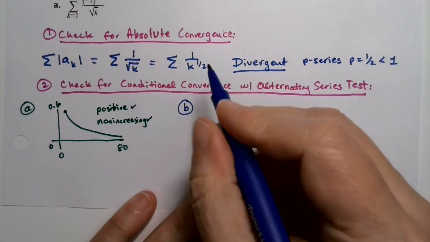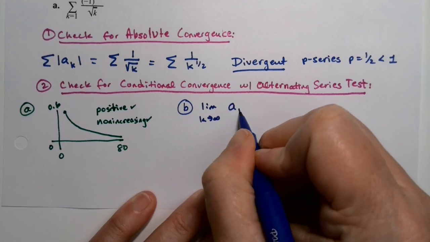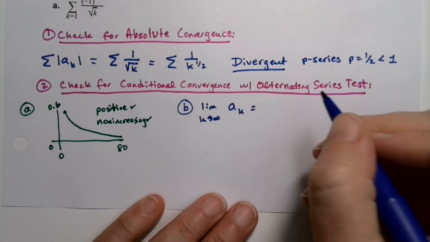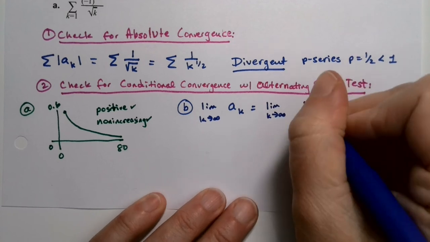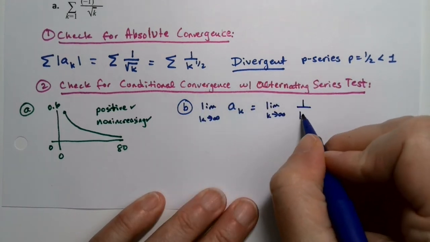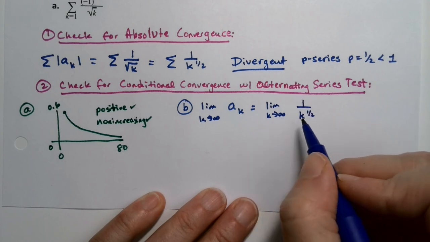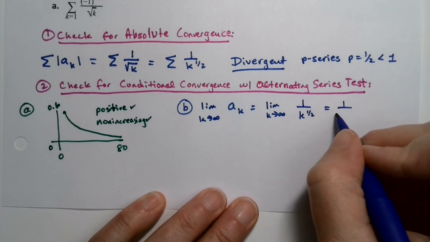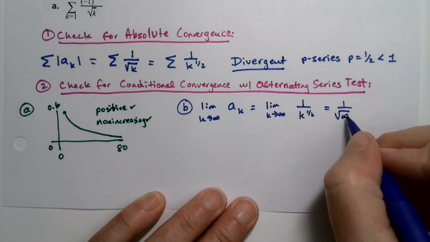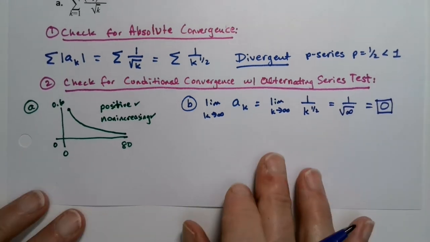is we want to find the limit as k goes to infinity of a sub k, which would be the limit as k goes to infinity of 1 over k to the 1/2. Well, that's 1 over infinity. I mean, I don't care. It's the square root of infinity. It's still infinity. So this would be 1 over the square root of infinity, which is 1 over infinity, which is 0. We all loved the Calc 2, or excuse me, Calc 1.